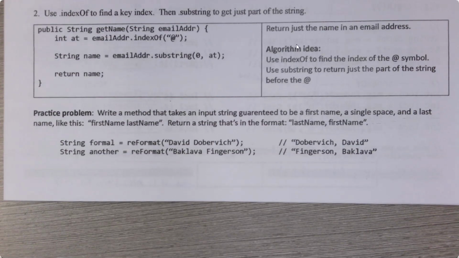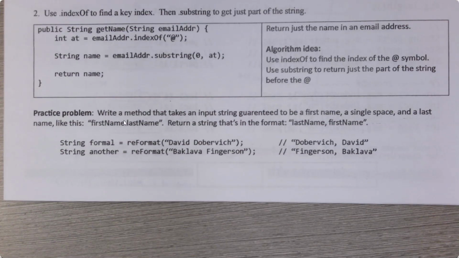So if I want to extract everything that happens before the end of the email address, I'll use indexOf to search for the @ symbol, and that's going to be located at a particular index. And then I'm going to get the substring starting from the beginning of the string, going all the way up to the @ symbol, but not including the @ symbol. And so that's going to give me the name, and I'll return it. So that's the idea of how it works.